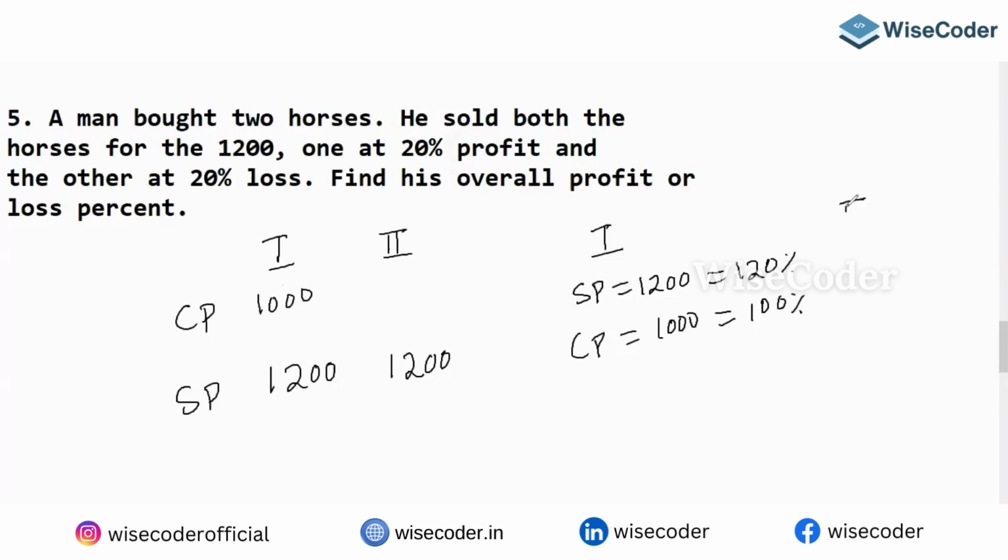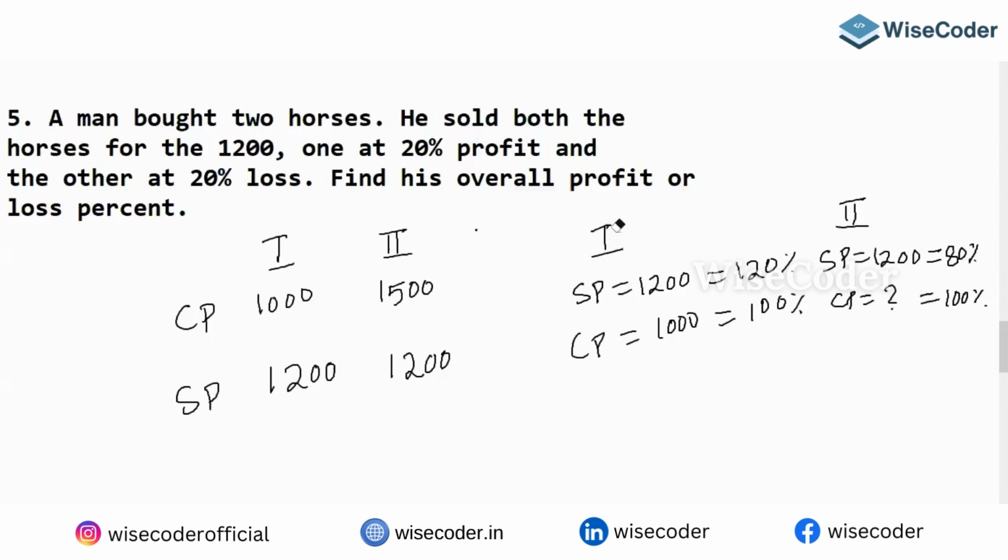Now let's talk about the second horse. The selling price is the same, 1200, but the point is a 20% loss. A 20% loss means 80%. Yes, 80% is 1200. Then 100% is how much? Calculate: zero cancels, 8 ones are 8, 8 fives are 40, so 15. So 100% is 1500. Let me calculate the total value.